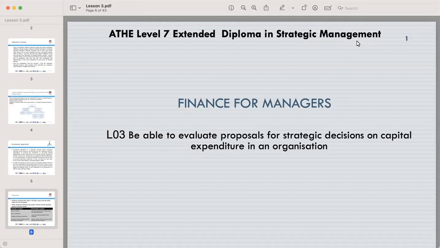Okay. Today we will be discussing the topic of evaluating proposals for strategic decisions on capital expenditure in an organization. This is an important aspect of finance for managers as it involves making qualitative judgments and assessments based on various factors and available knowledge. My name is Yasser Gulfraz and I'm your tutor for today's lesson, which is finance for managers, one unit of the extended diploma in strategic management.